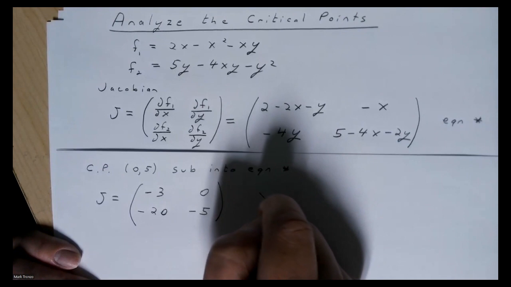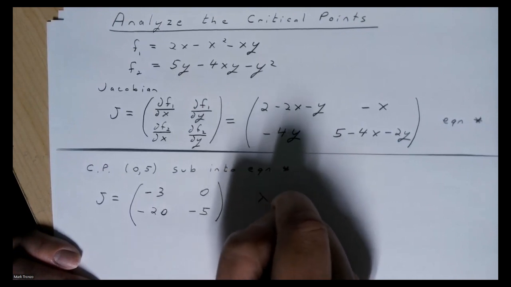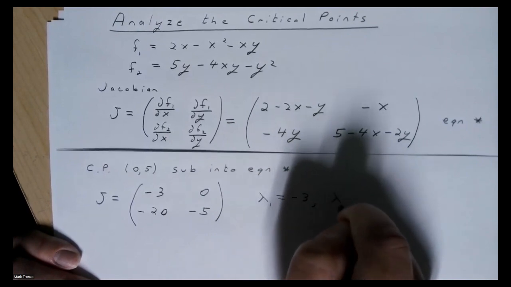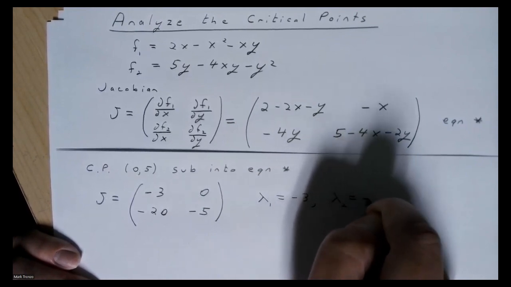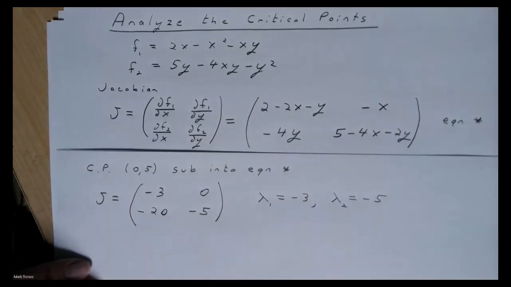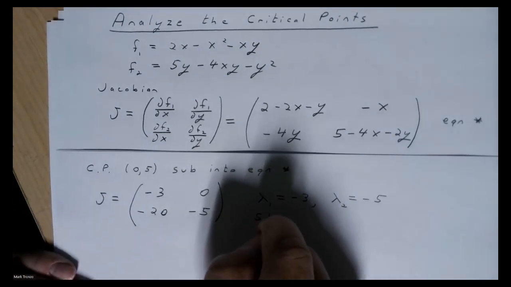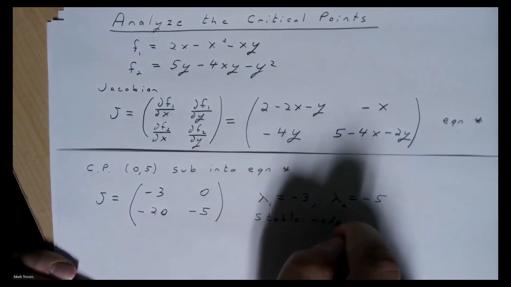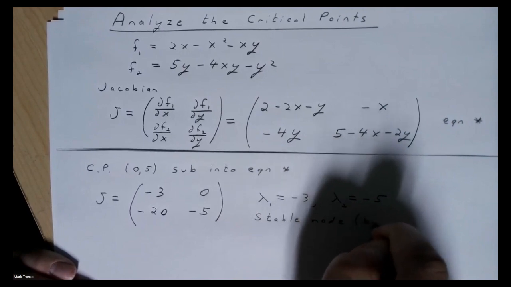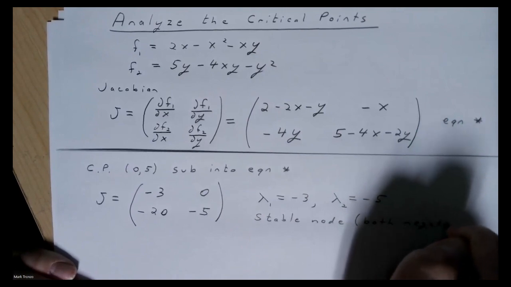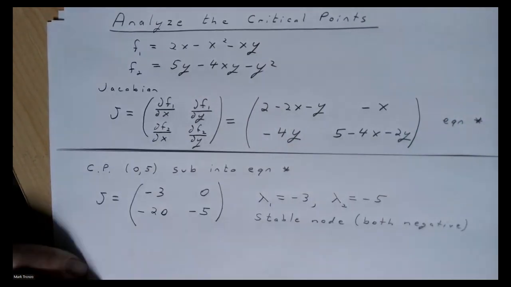And so the eigenvalues are minus 3 and minus 5. And so in this case here, once again, they're both negative, so it's a stable node. Both negative. They're both negative. It's a stable node like this.